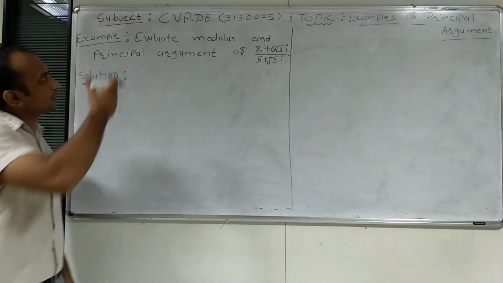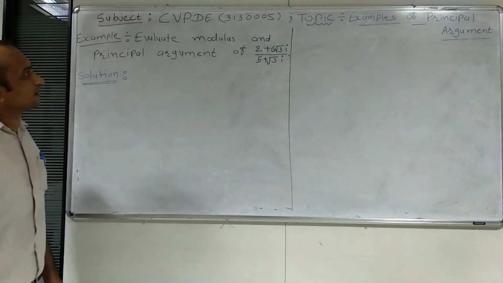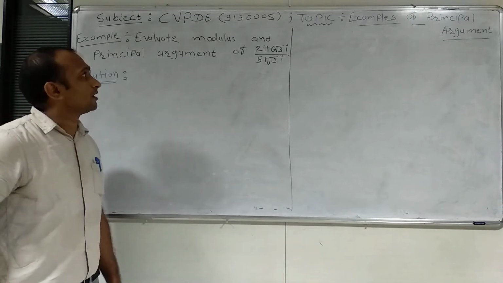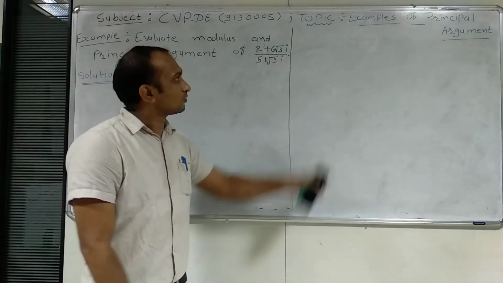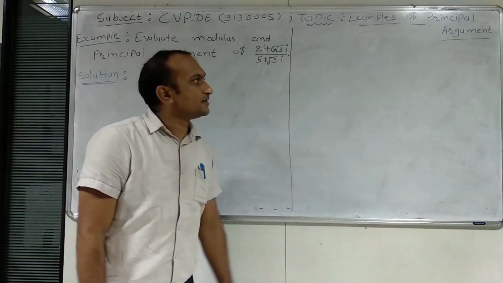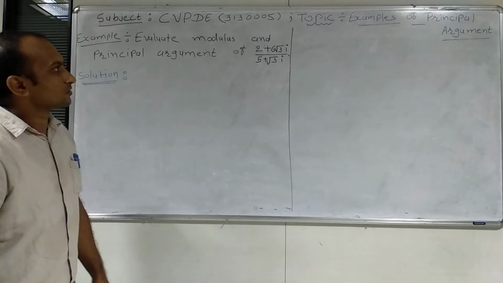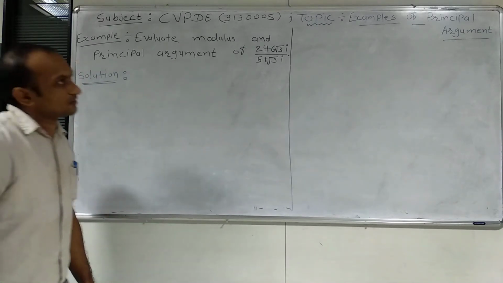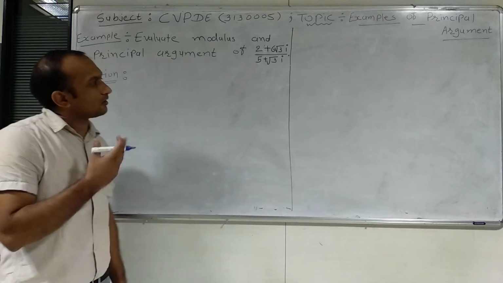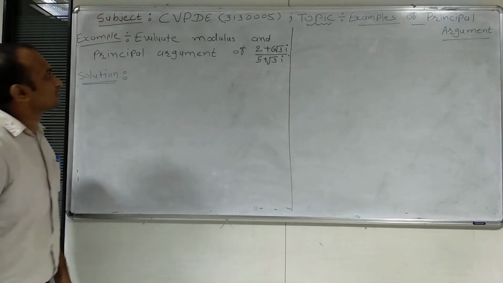Now, my subject is CVPD, Complex Variable and Partial Differential Equation of the GTU syllabus. Today's topic is examples of principal arguments. So, how to find principal arguments? In my previous video, we discussed methods to find the principal argument.